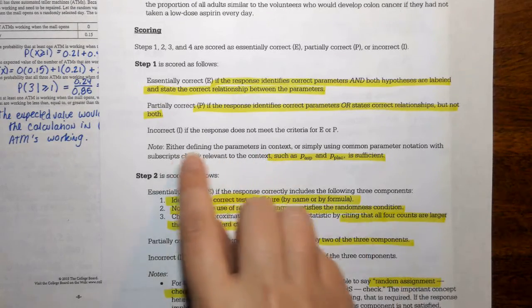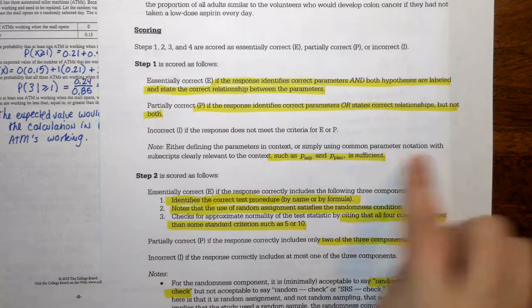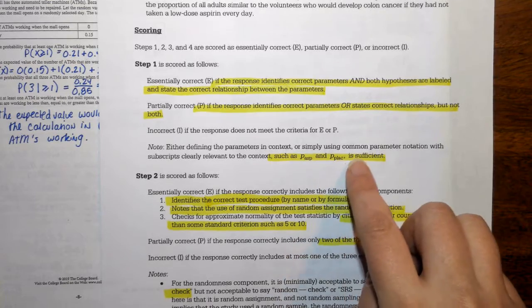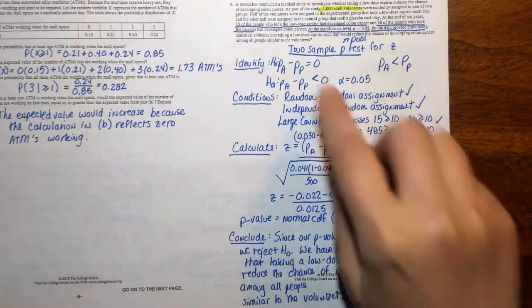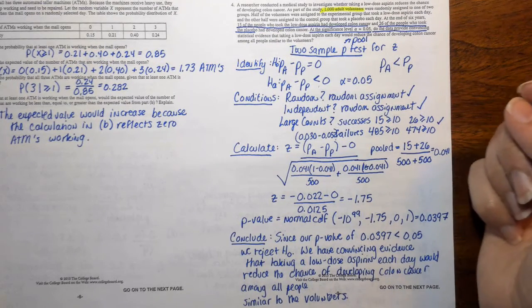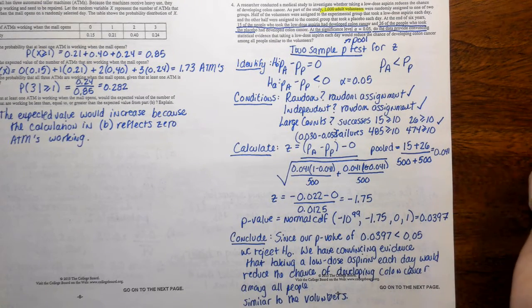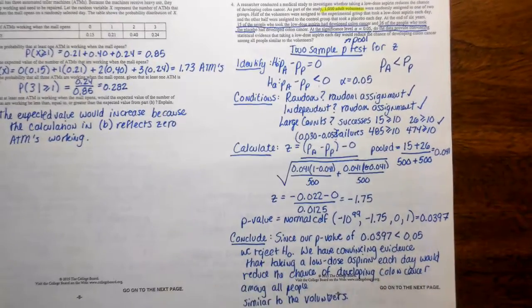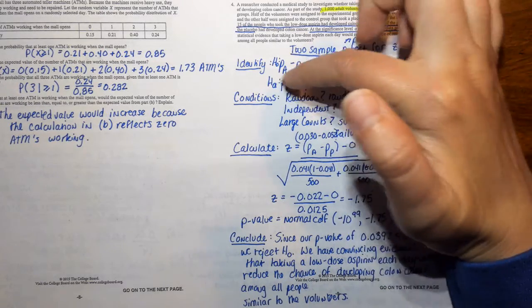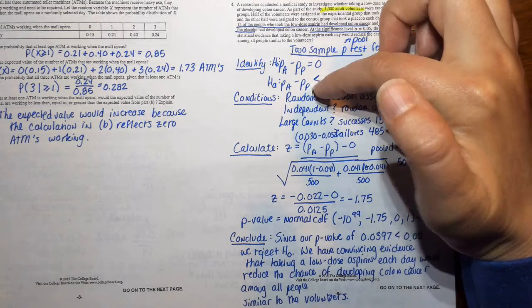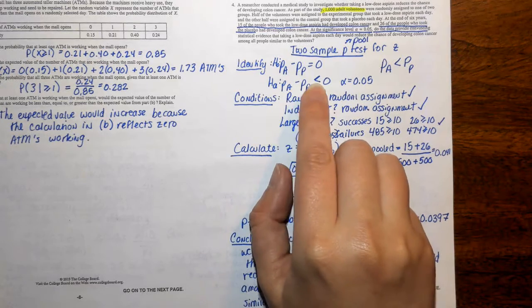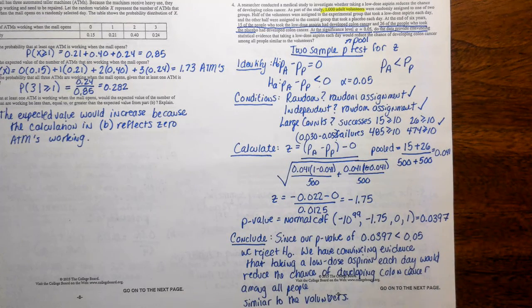However, note this lovely comment: either defining the parameters in context or simply using common parameter notation with subscripts clearly relevant to the context, such as P asp and P plac, is sufficient. I did PA and PP. I think that would be okay. Oh, it's aspirin and placebo. Okay, so you get an E if you have parameters identified, which I did with A and P, and the hypotheses labeled, and the correct either less than or greater than. So if it's in this order, you should have less than, and if it's in the opposite order, you should have greater than.